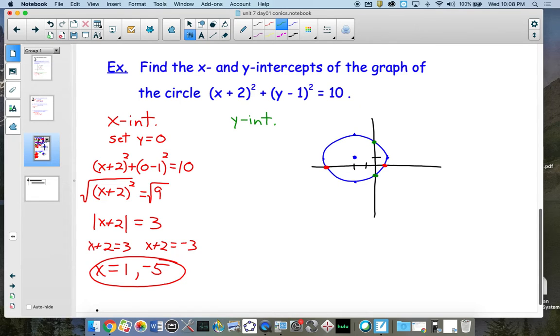To get a y-intercept, we're going to set, you guessed it, x equal to 0, because every point on the y-axis has an x-coordinate of 0. So we'll go back to the original equation and we plug in 0 for x this time and solve for y.